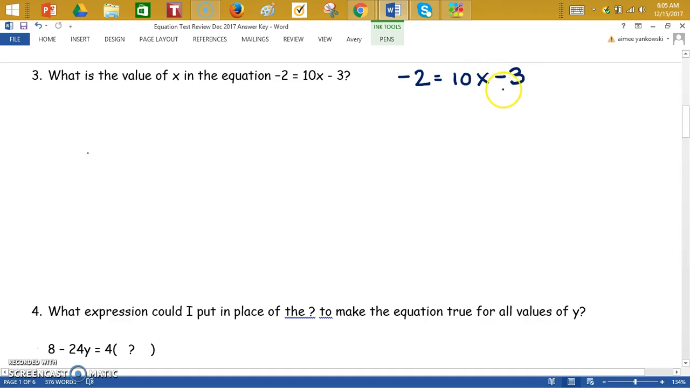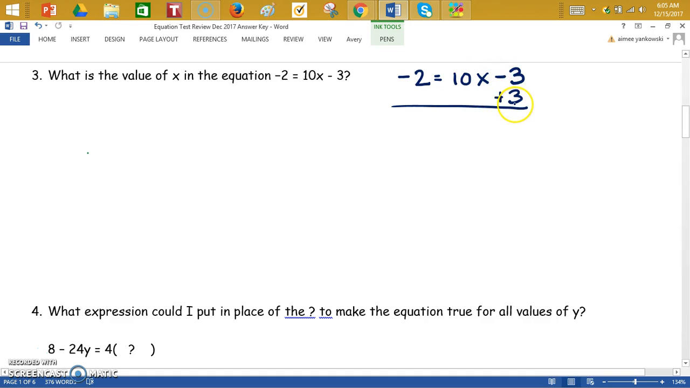And your first step is to move all constants, all numbers without that x attached, to the opposite side of the equal sign. So I need to move this -3 to the opposite side of the equal sign. I need to zero out this -3. How do I undo subtraction? I undo subtraction with addition. So I'm going to add 3 here to the right side of my equal sign, the side with the x.